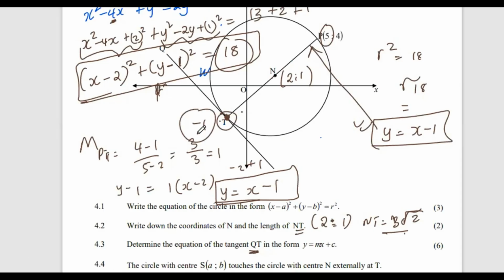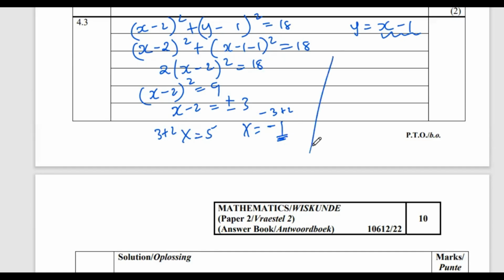Then let's get this −1 and substitute it into this equation of the line, which means y is −1 − 1, which means y is −2. So T is (−1, −2).